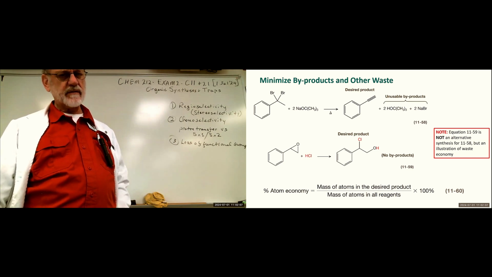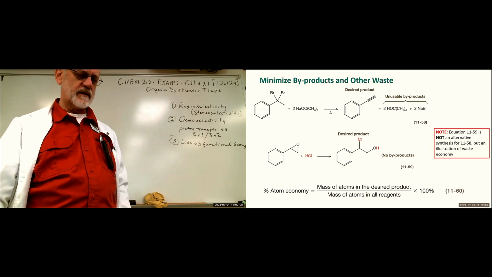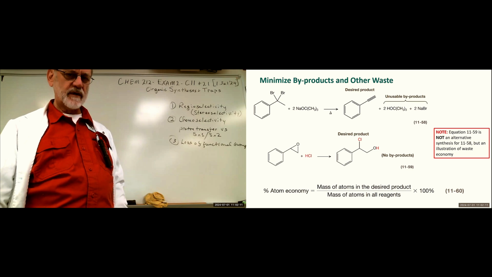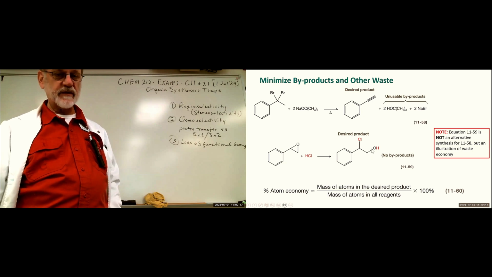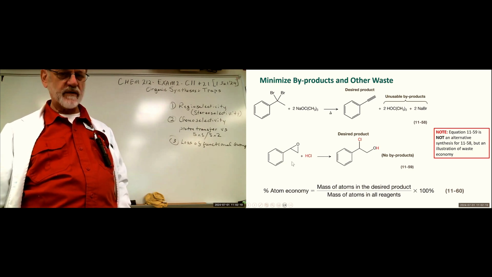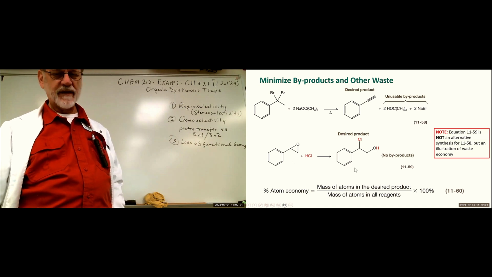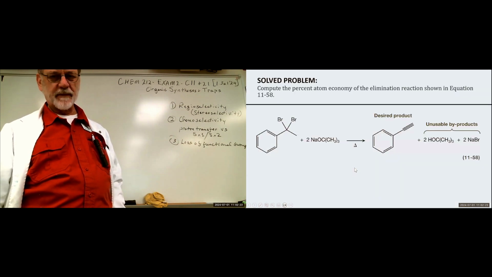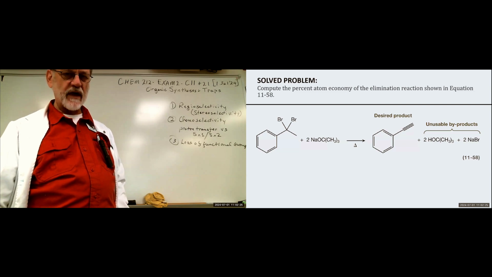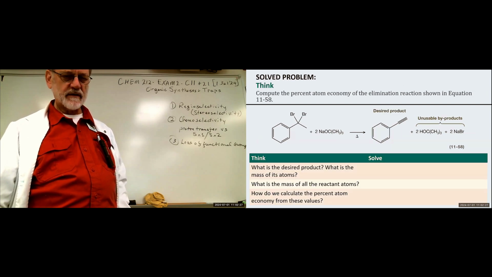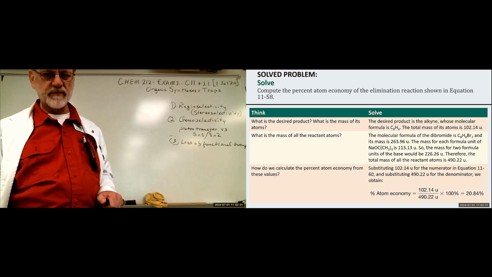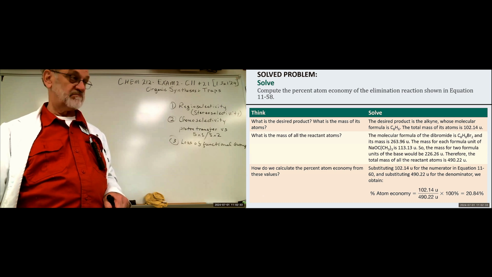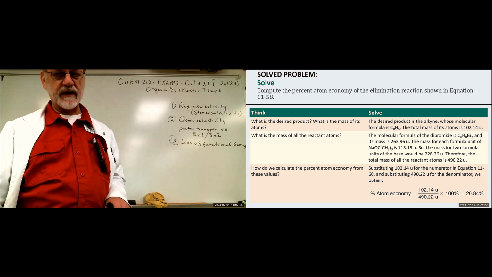Okay, that makes sense. That goes back to Lavoisier, right? Conservation of mass. In the second example, that would be 100%, wouldn't it? The mass of the atoms in the desired product is the same as the mass in the reactants. So that would be 100%. Whereas if we calculated it for the first reaction, we would end up with 20.8%. Well, that's not very economical.